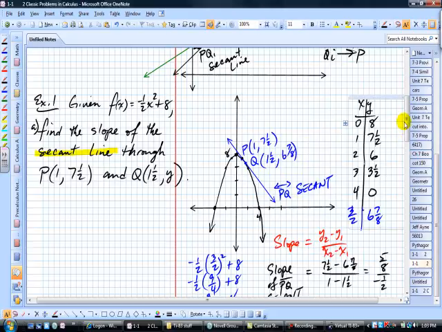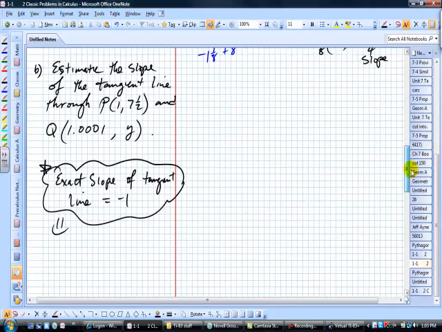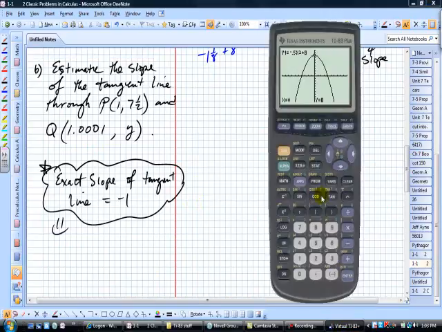Excuse me, not 1.5. Let me scroll down here. I want to know what y is when x is 1.0001. So you could input -1/2 on your calculator times 1.0001 squared and then add 8 and do it that way. Yes, you can do that.